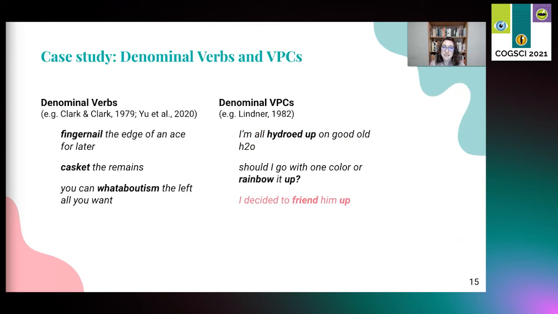One such example is that "up" is most compatible with verbs where there is a sense of positivity. So "friend him up" sounds better than "enemy him up." And because of these kinds of constraints, we expect VPCs with a given particle to have lower variability than the broad set of nouns that can occur in bare denominal verbs. To keep things simple, we focus on VPCs with the particle "up," but we've also tested this on the particle "out" and found similar results.